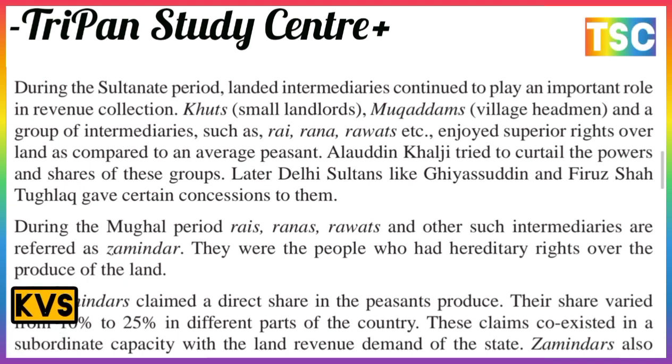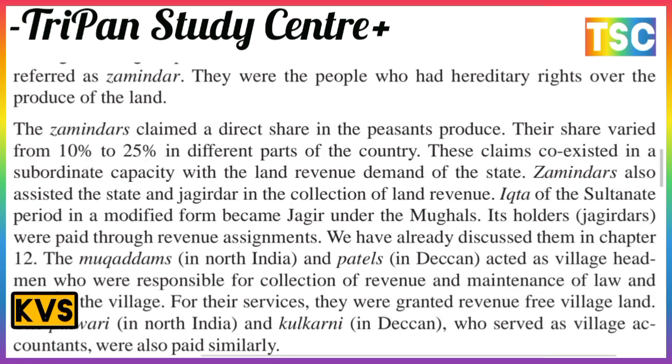And during the Mughal period, Rais, Ranas, Rawats and other such intermediaries were referred to as Zamindars. They were people who had inherited the right over the produce of the land. The Zamindar claimed a direct share in the farmer's produce.